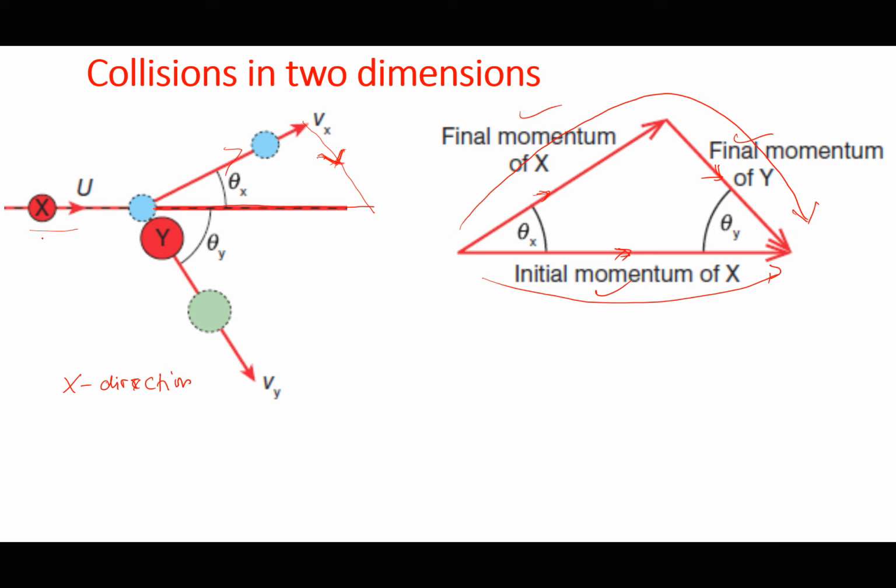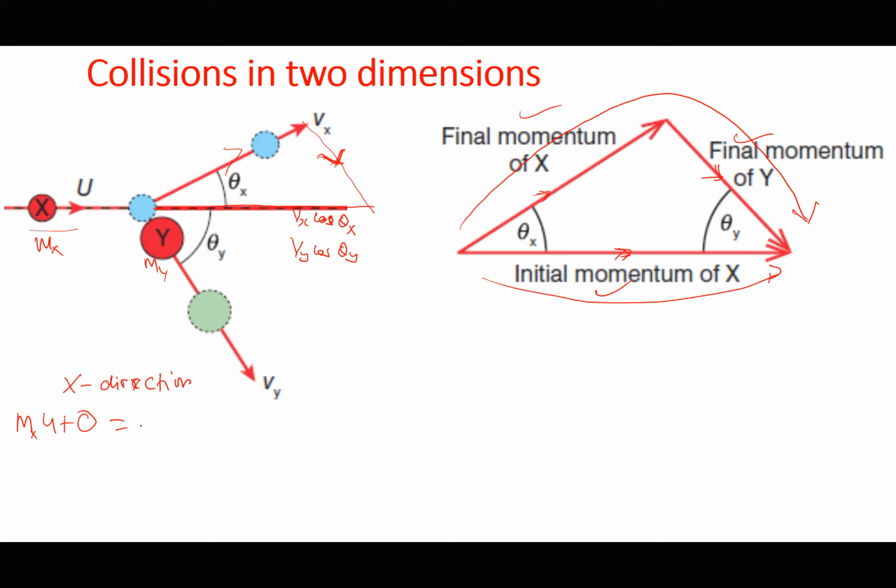And if the mass of x is mx and the mass of y is my, then total momentum before collision is mx times u plus, assuming y was initially at rest, plus 0. This should be equal to total momentum after collision. I have to resolve x in the horizontal. This will be vx cos theta x, and for y, that will be vy cos theta y, and they will point in the same direction.